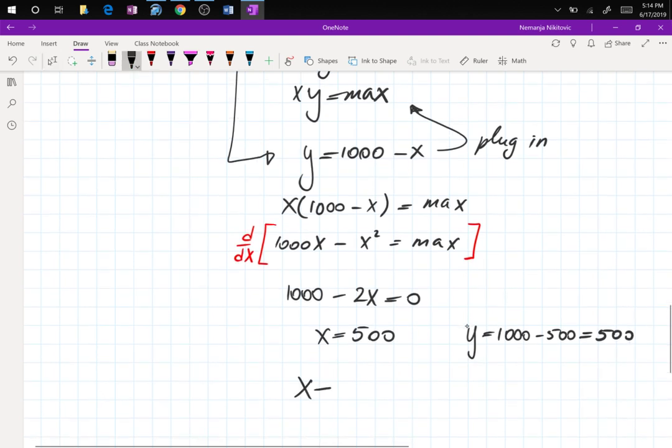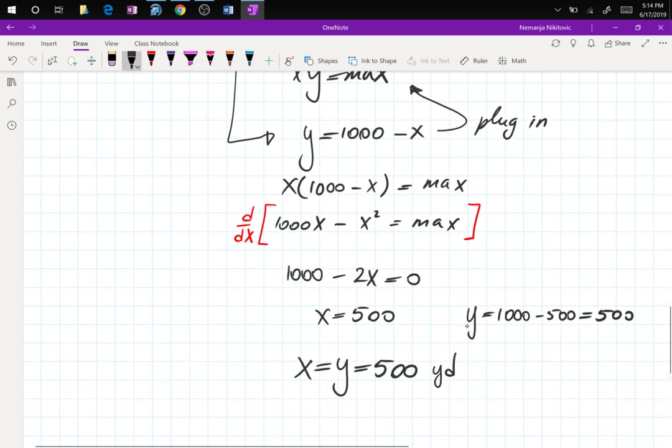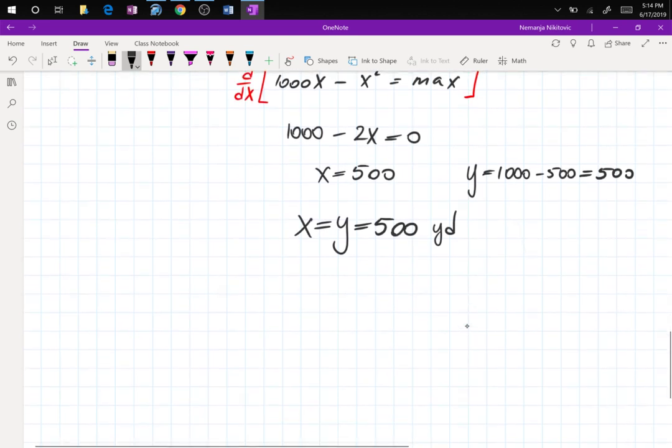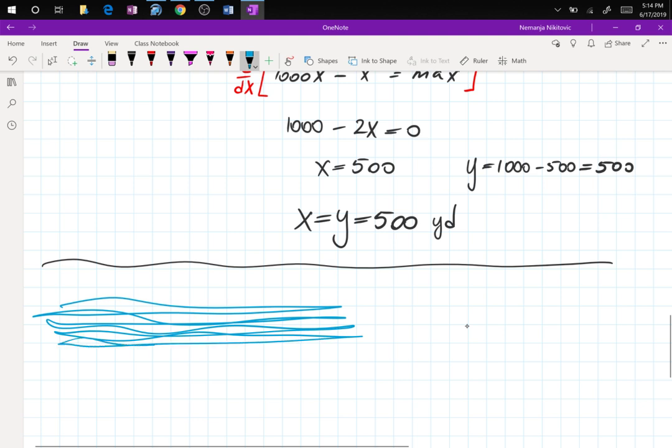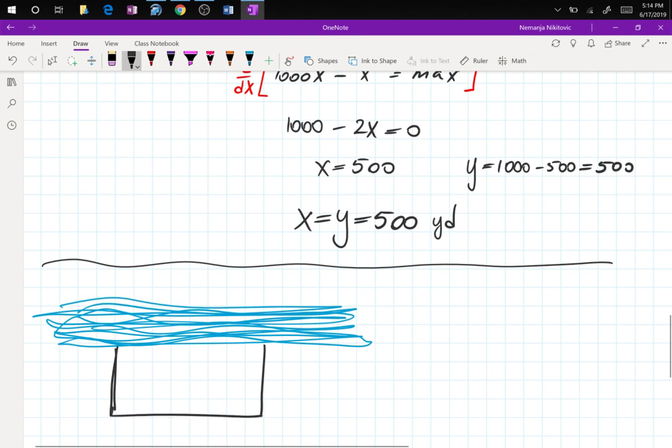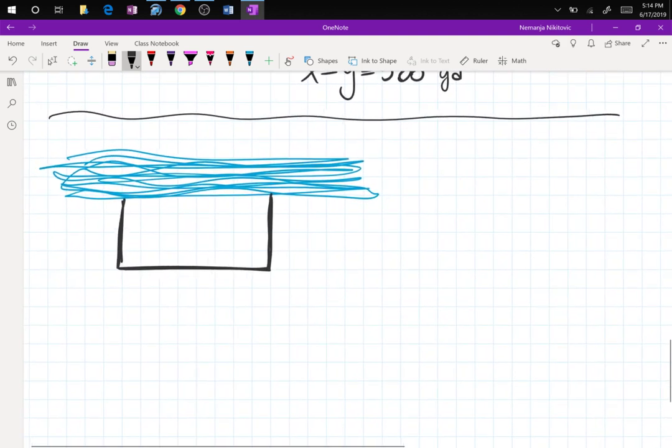So did we all get that x equals y equals 500, so it's a square? Yes, I got 500. So we have a square. Now we are going to modify this a little bit because we are going to have a river over here. So now the farmer doesn't have to fence off everything. He can fence off 3 of the sides. Are you expecting to get larger or smaller area now? Larger area. More space for you.